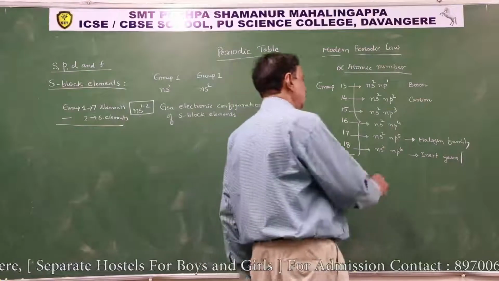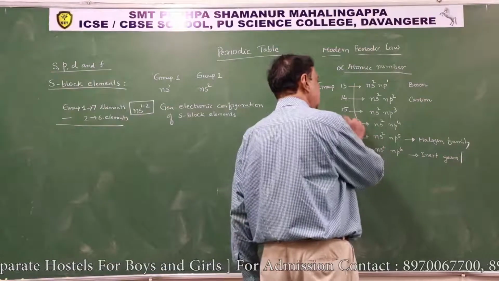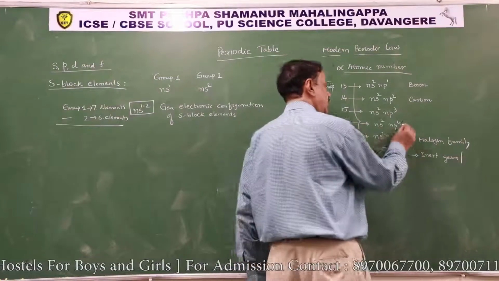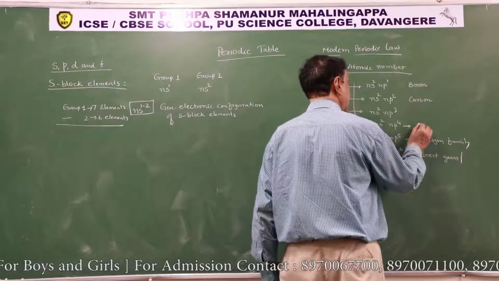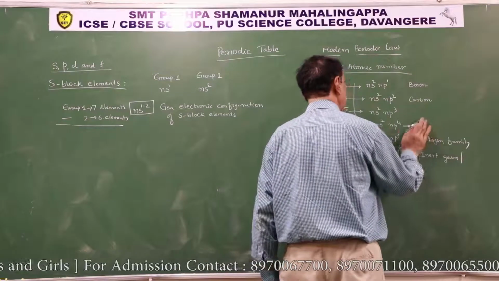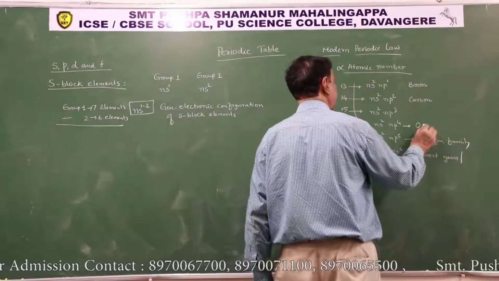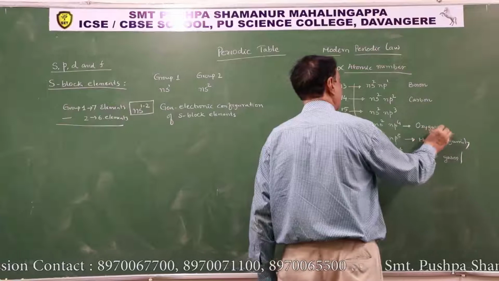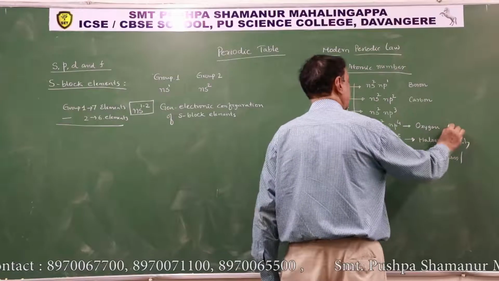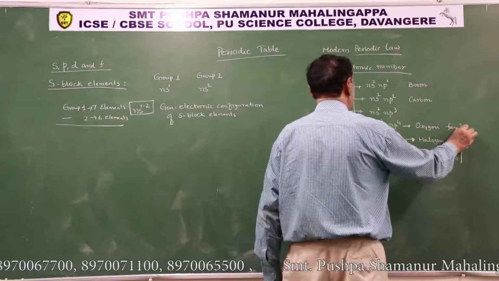Now, group number 16 elements begin with oxygen. Therefore, that is the oxygen family elements. They have the electronic configuration.